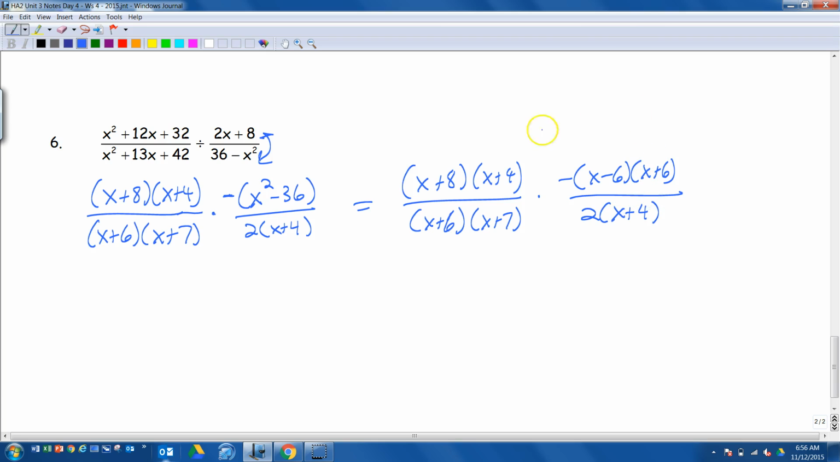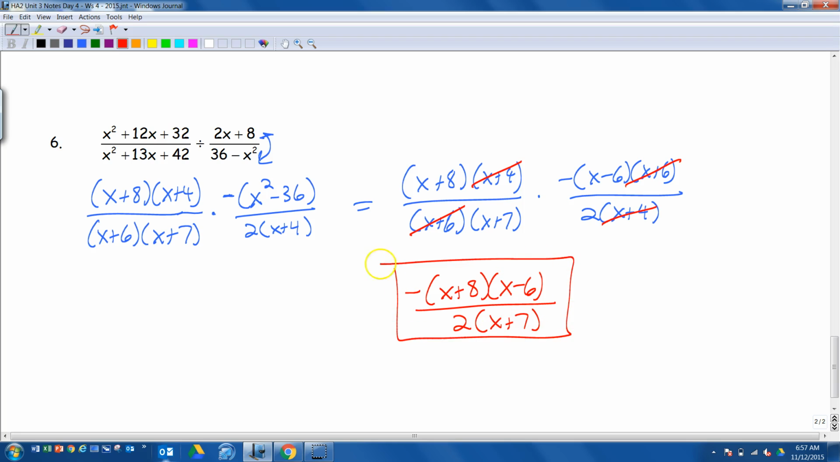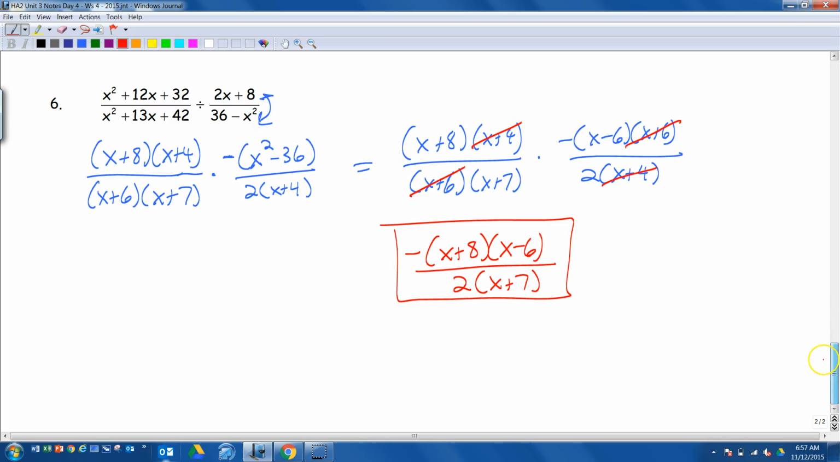Okay, so let's see what we have. We have the x plus 4's go away, the x plus 6's go away, and that's it. So we're left with a negative x plus 8, x minus 6 over 2, x plus 7. And that's it. So that is how you multiply and divide. You've pretty much been doing it already, but the only thing is watch the division.